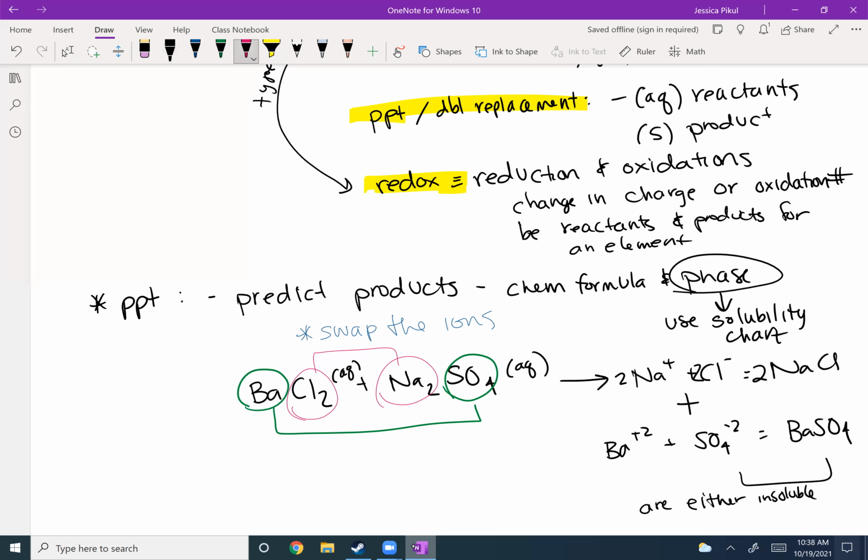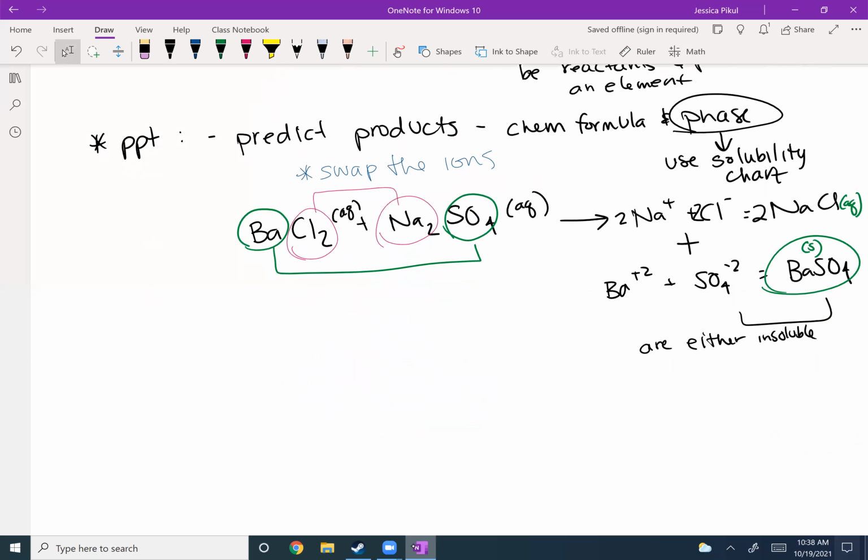And it turns out that in fact, the barium sulfate is insoluble in water, so it'll be a solid. And the sodium chloride is soluble, so it'll be aqueous. And so I can go ahead and then write this out again. So the full total reaction would be barium chloride aqueous plus sodium sulfate aqueous forms 2 sodium chloride aqueous plus barium sulfate solid.